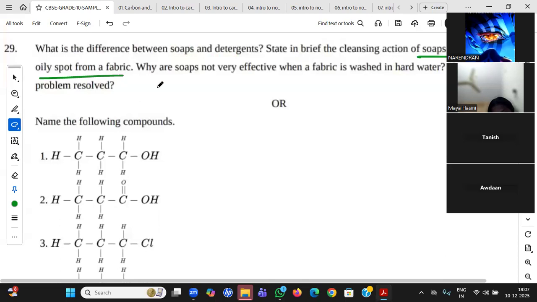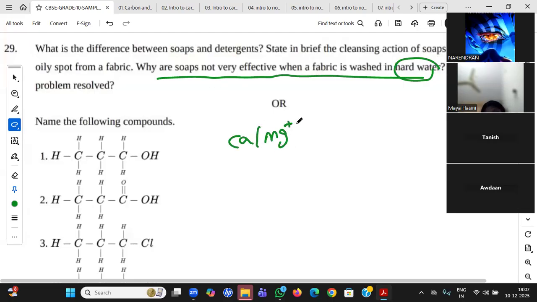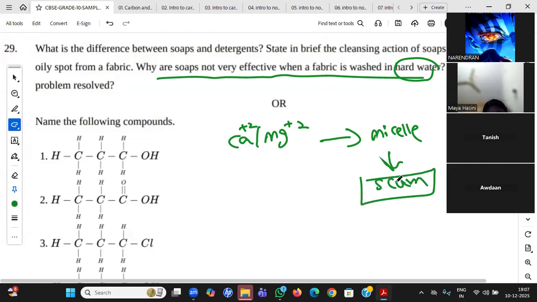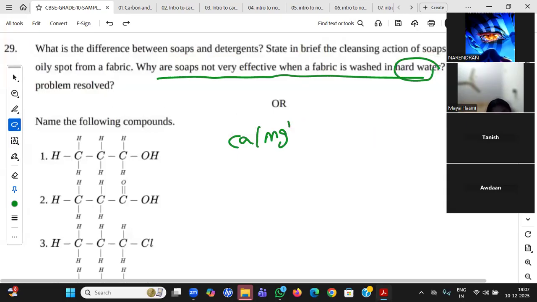Oil spot. Okay. Why are soaps not very effective when fabric is washed in hard water? In hard water, Ca and Mg salts are there. These salts are there, so definitely it will not let micelle form. And what is the very important term? Scum is formed. You need to use this technical word. Scum is formed. Okay. How is this problem solved? It is just solved by, in spite of soap, you need to use detergent. Okay. So that was this.